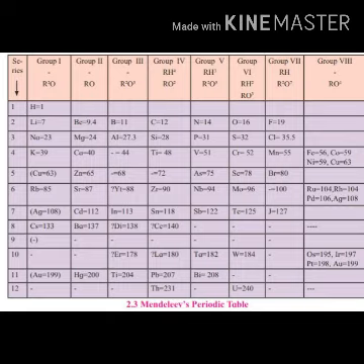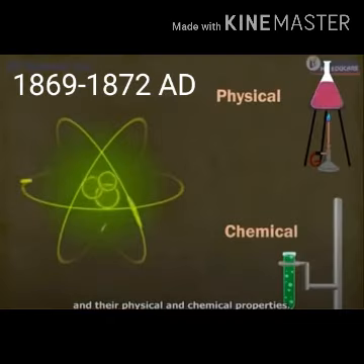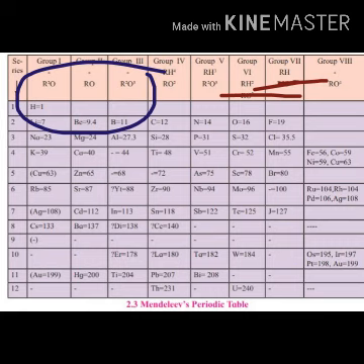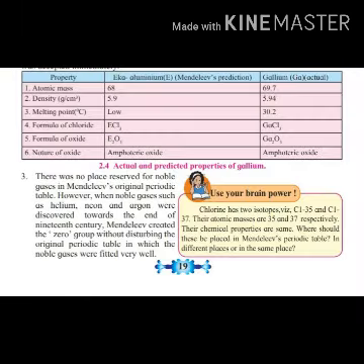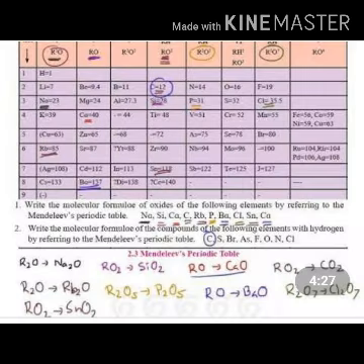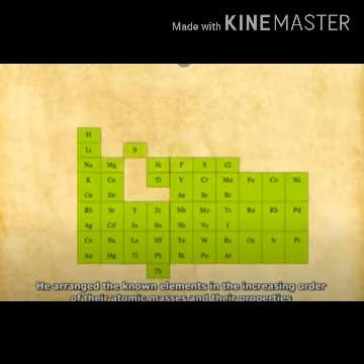During the period 1869 to 1872 AD, Mendeleev examined the relationship between the atomic masses of the elements and physical and chemical properties. These were the molecular formulas of hydrides and oxides of the elements, melting point, boiling point, and densities of the elements. Hydride means a binary compound of hydrogen with another element. Similarly, oxide means a binary compound of oxygen with another element.